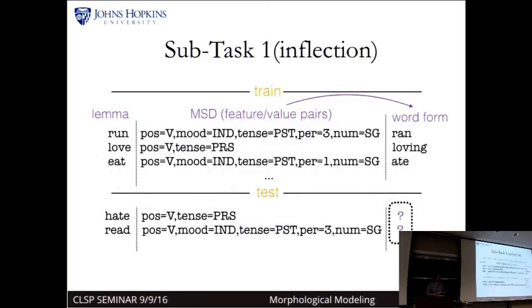So here's the first task. In the inflection task, systems were given a lemma and a desired output UniMorph feature vector as input, and they had to produce an output form corresponding to that feature vector. So if you got run and you got a feature vector that said PS, third person singular past, you're supposed to produce ran.